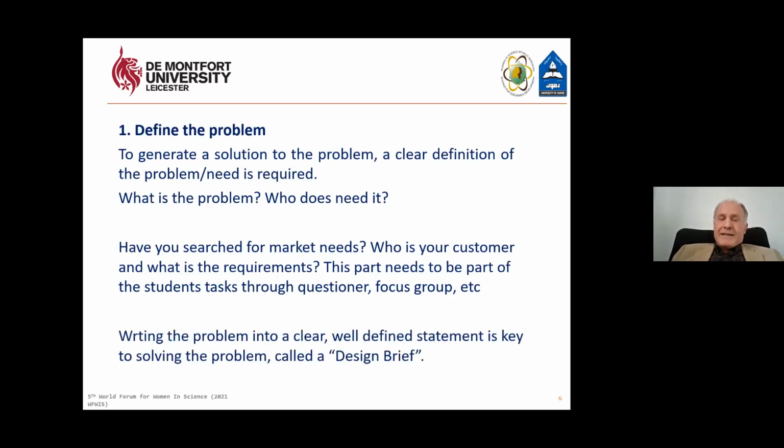And then writing, how do you write? That's an essential step. How do you write a design brief? Where is the problem? Who is the customer? What are the specifications?